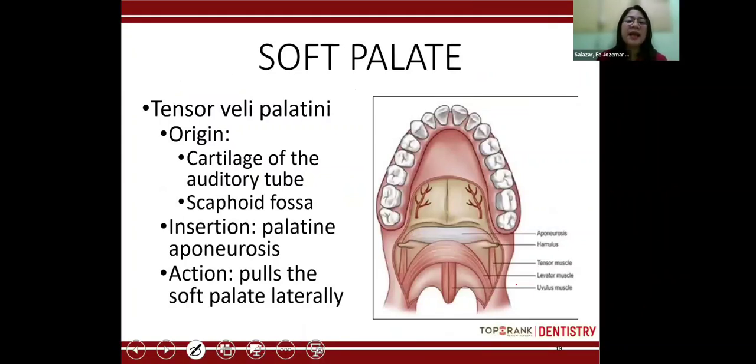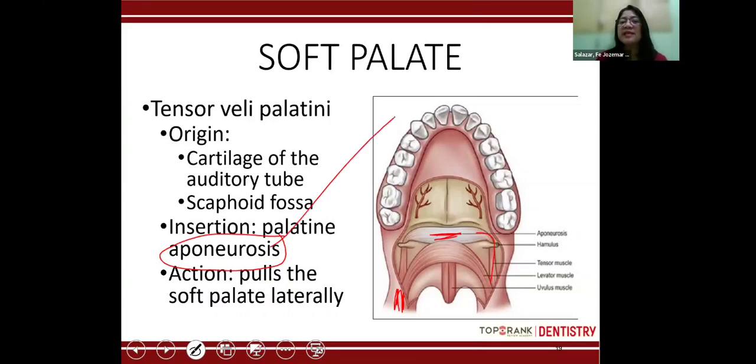So the tensor veli palatini originates from the cartilage of the auditory tube and the scaphoid fossa. The scaphoid fossa is in this part here. This is the tensor veli palatini. Insertion is the palatine aponeurosis. This is the palatine aponeurosis. What is an aponeurosis, class? Because it has also come out in the board exam.